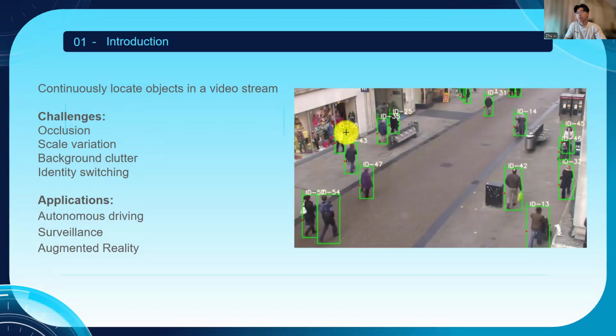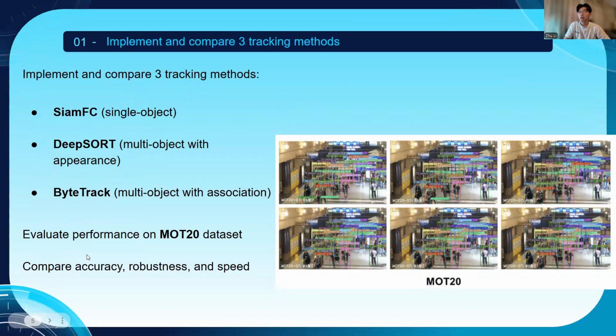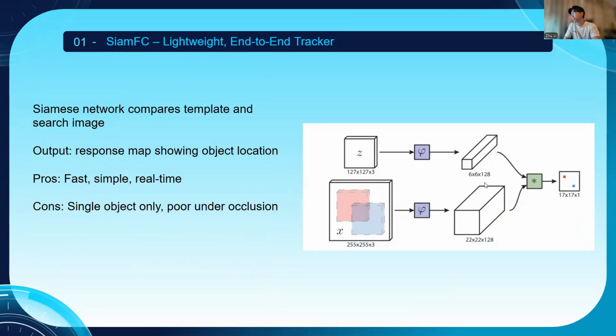In our project, we implement and compare three representative tracking methods. The first is the Siamese FC, which can only track a single object, the second is DeepSORT, and the third is ByteTrack. I will introduce these three methods separately.